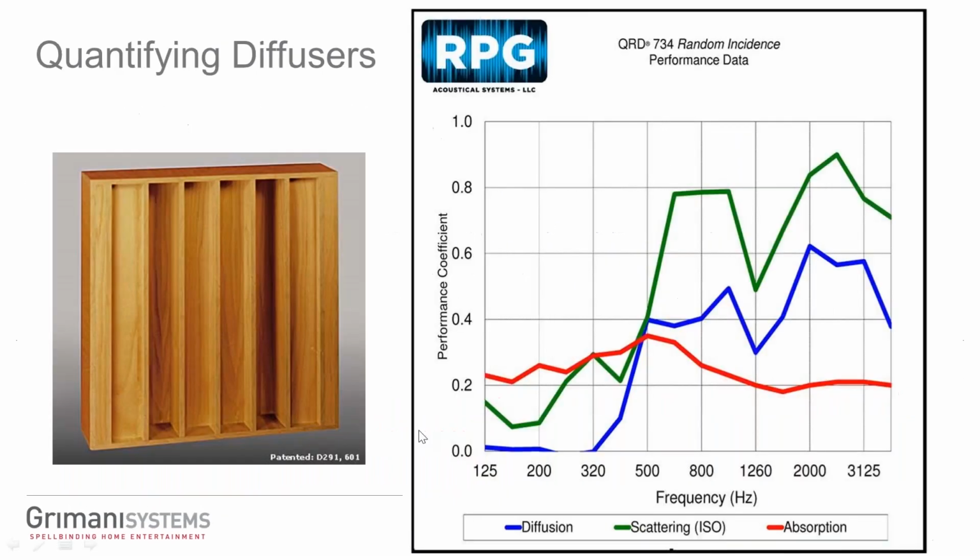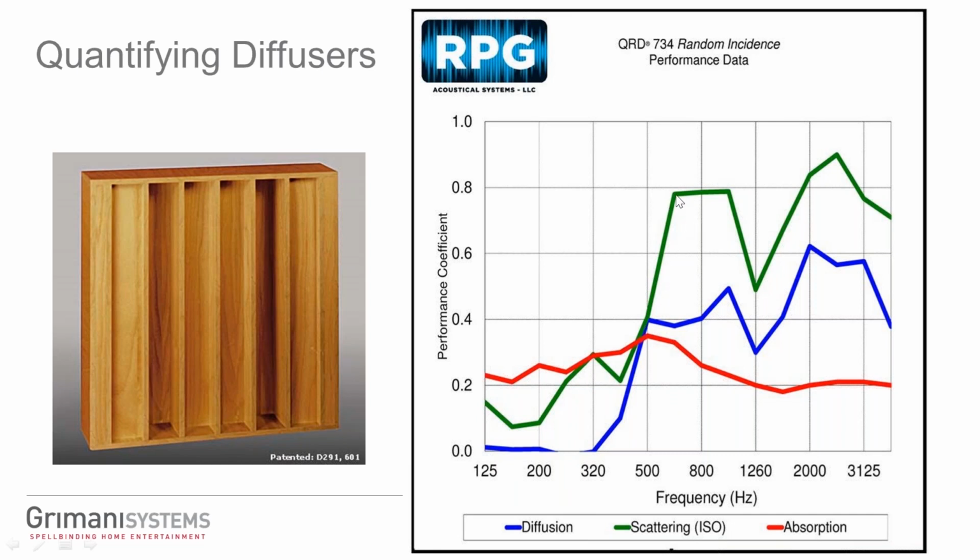All right, here is a measurement from a venerable product in the industry. This is a company called RPG. They make the QRD 734. This thing's about 40 years old, I think now. Wow. And this shows it's been around for a while. And this shows the diffusion coefficient, and it shows the scattering coefficient.